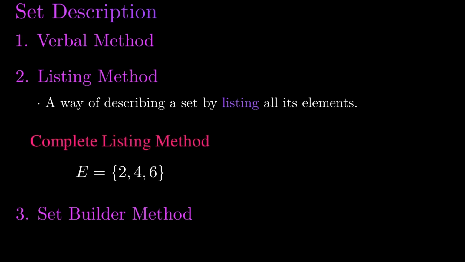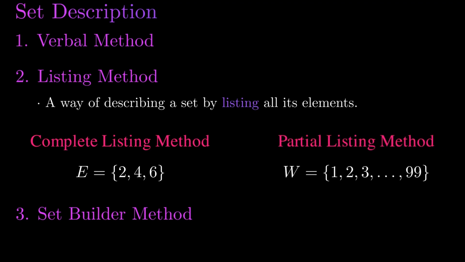One, the complete listing method, also called the roster method. This is when you can easily list all the elements. For example, the set of the first three even numbers. Two, the partial listing method. We use this when it's impossible or just too tedious to write every element, but the pattern is obvious. We use ellipsis, or three dots, to mean and so on. For example, the set of whole numbers from 1 to 99.